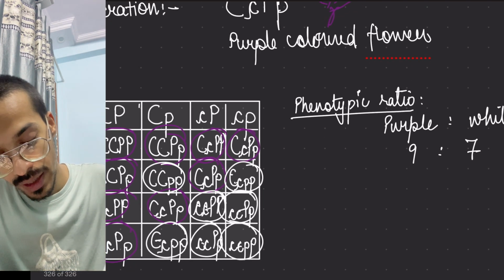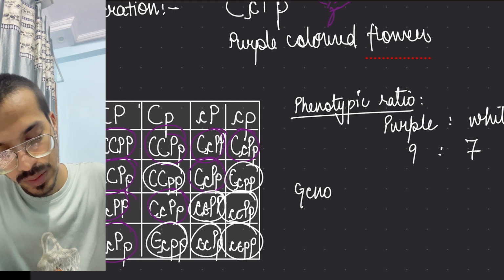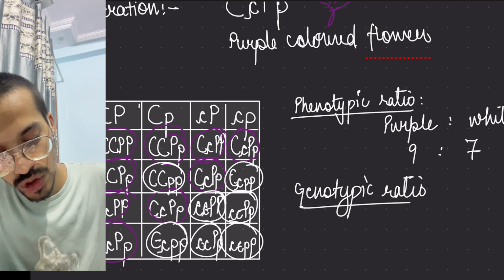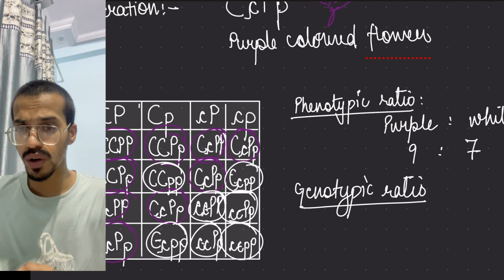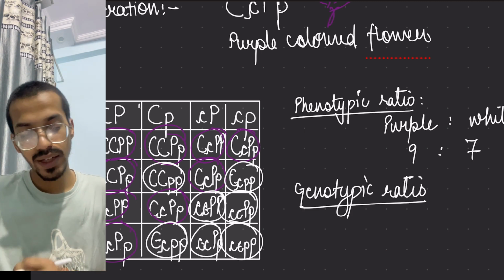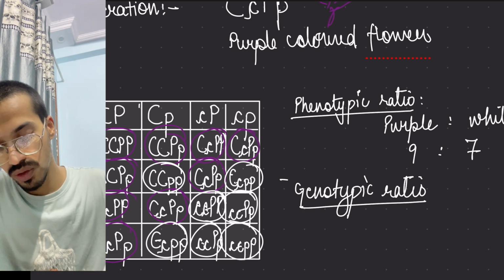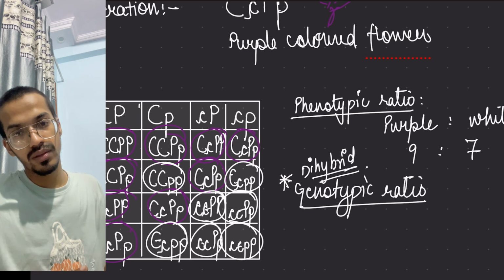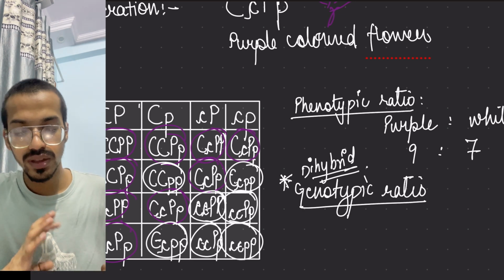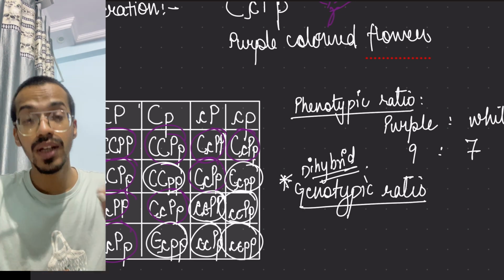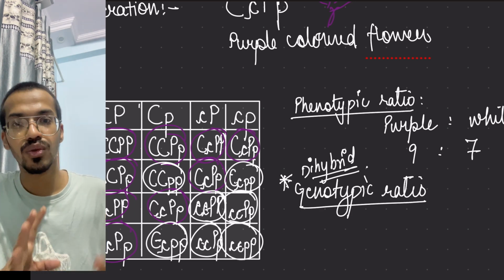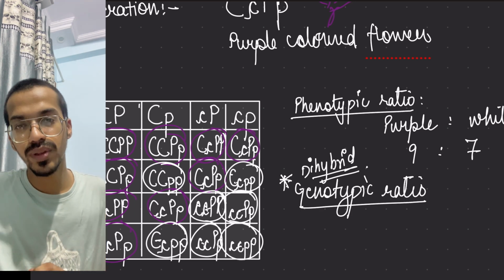What about the genotypic ratio? The genotypic ratio is not so important for us, but if you want to write it, they can ask you. In case of dihybrid, there might be. So that would be similar over here. No change in the genotypic ratio, same as the dihybrid ratio of Mendel, because genes are not our concern over here. Only the phenotypic ratio is the major thing.